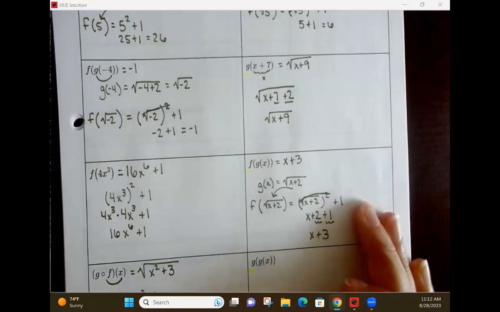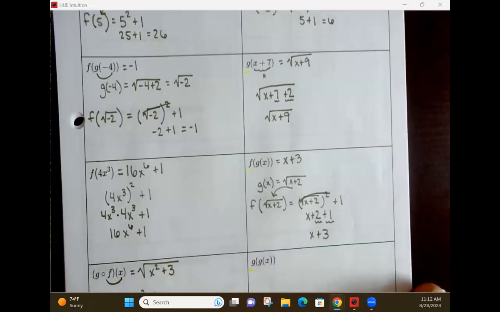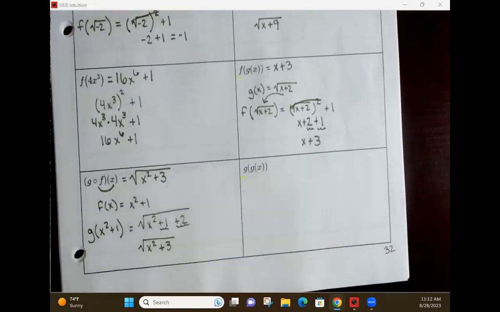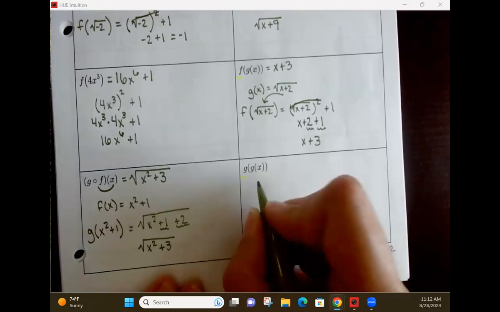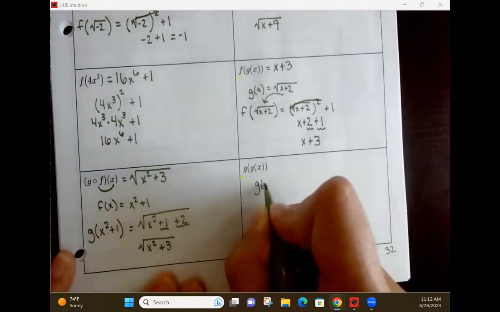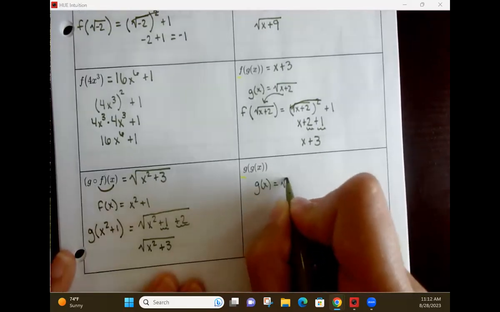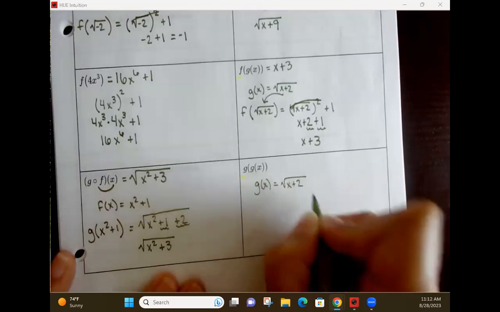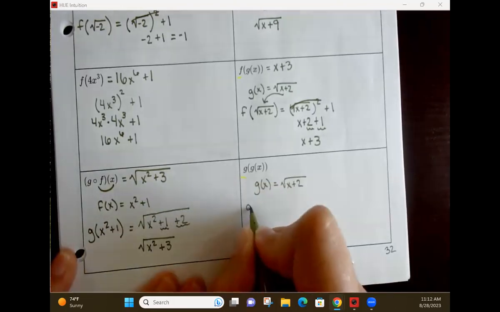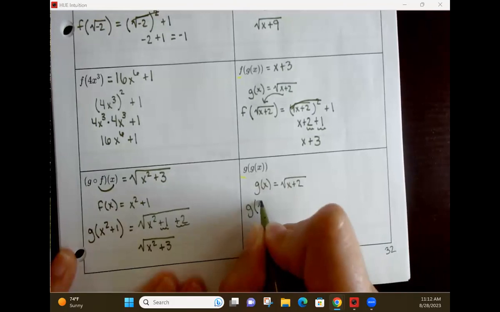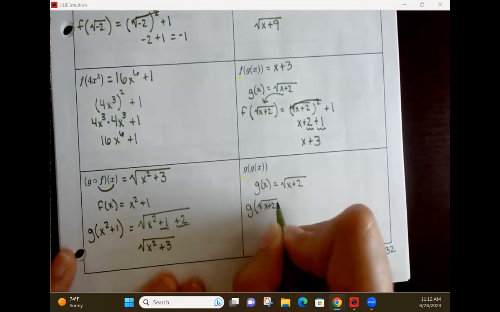Questions for me on this one? Okay. Last one on this page, g of x. So g of x was the square root guy, square root of x plus 2. And now I am plugging that into g again. I'm going to use the square root of x plus 2 as my input.